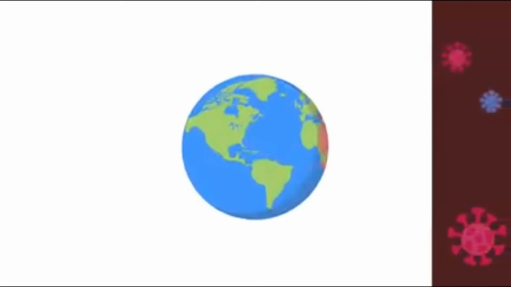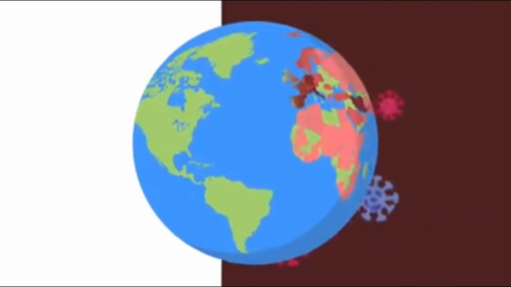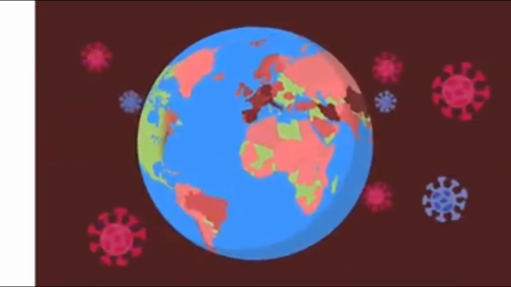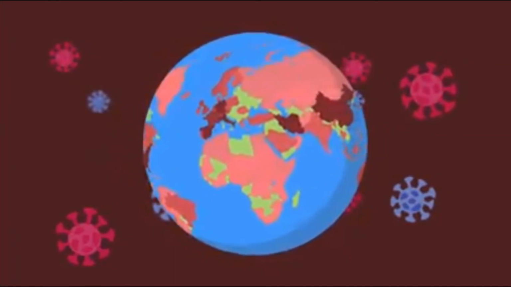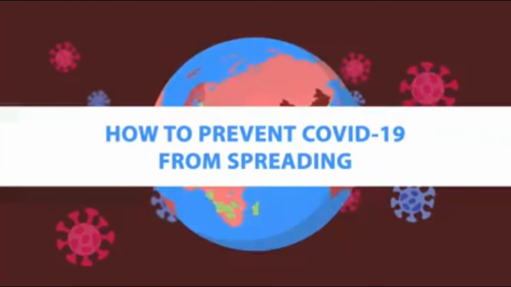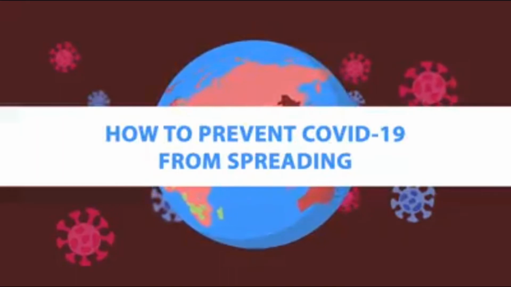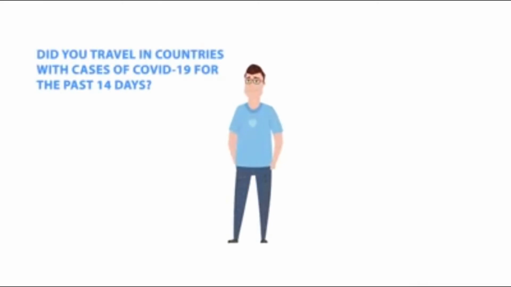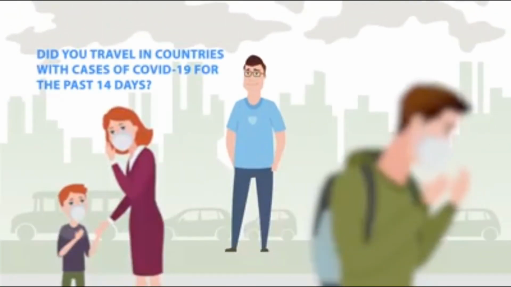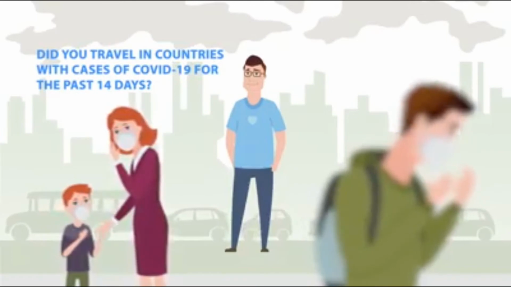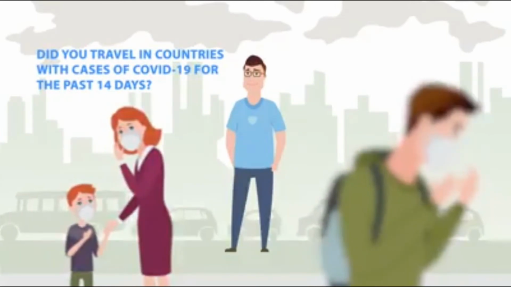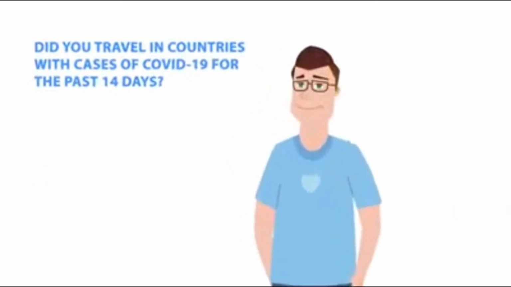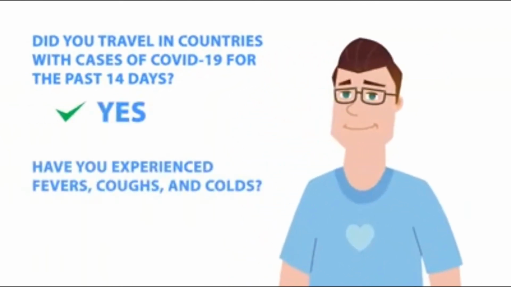Cases of the coronavirus disease, or COVID-19, are rising across the world. To prevent it from increasing further, here are some tips to find out whether or not you have the virus. Did you travel in countries with cases of local transmission or areas placed under enhanced community quarantine for the past 14 days? If so, have you experienced fevers reaching 38 degrees Celsius or coughs and colds?